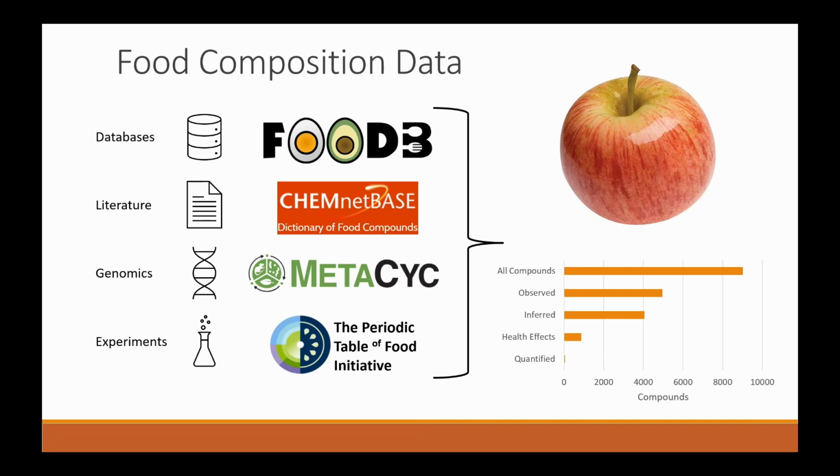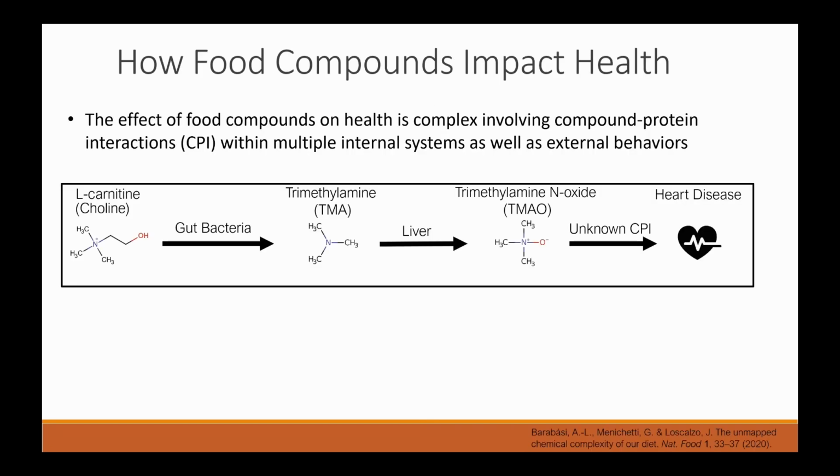So what we can see from here is that if we want to find the health effects of more compounds within a food item, we need to be able to leverage some technologies that we can take from, say, drug development as a way to find the health effects for those compounds. And so how can we do that? Well, one of the first steps that we need to understand is how do food compounds impact our health?